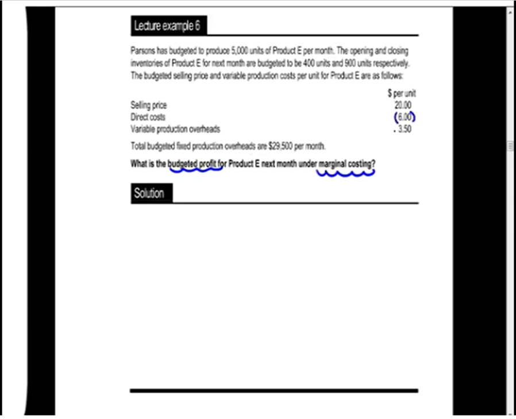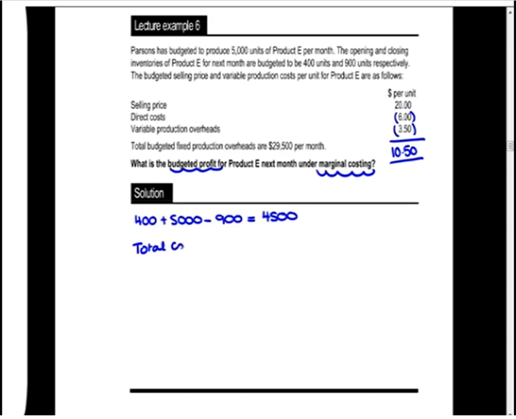So the sales price less the variable costs will give us our contribution per unit. So my contribution per unit is $10.50. Now we need to look at how many units we sold. Well, we start off then with 400 and we made 5,000, but we're going to have 900 in stock at the end of the year. So that means in the month we must have sold 4,500.